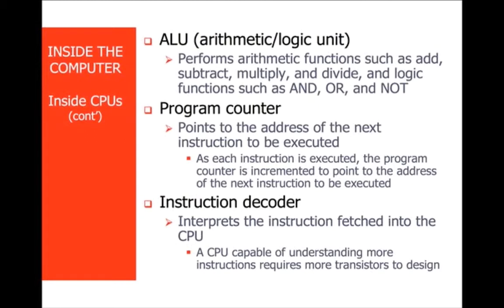Program counter points to the address of the next instruction to be executed. As each instruction is executed, the program counter is incremented to point to the address of the next instruction to be executed. Instruction decoder interprets the instruction fetched into the CPU. A CPU, to be capable of understanding more instructions, requires more transistors to design.